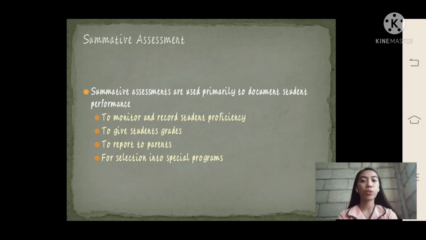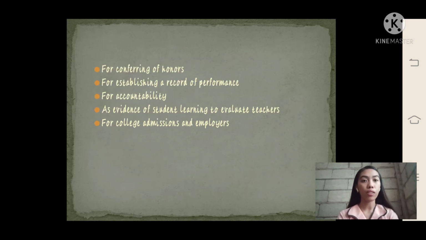It is used to monitor and record students' proficiency, to give students grades, to report to parents, for selection into special programs, for conferring of honors, for establishing a record of performance, for accountability. It is also used for evidence of students' learning, to evaluate teachers, and for college admissions and employers.